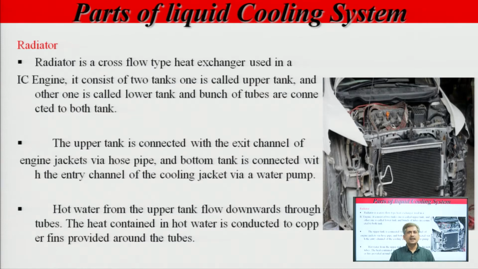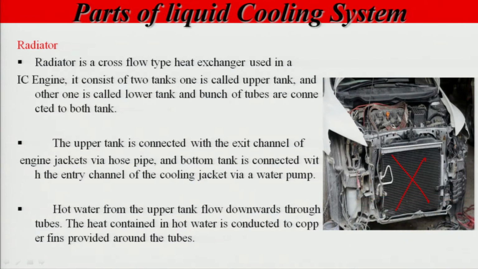The upper tank is connected with the exit channel of the engine jackets via a hose pipe, and the bottom tank is connected with the entry channel of the cooling jacket via a water pump. Hot water from the upper tank flows downwards through tubes. The heat contained in hot water is conducted to copper fins provided around the tubes. So, here you can see this is the frontal shape of the car, and this part is called the cooling system, or this part is in fact the radiator.